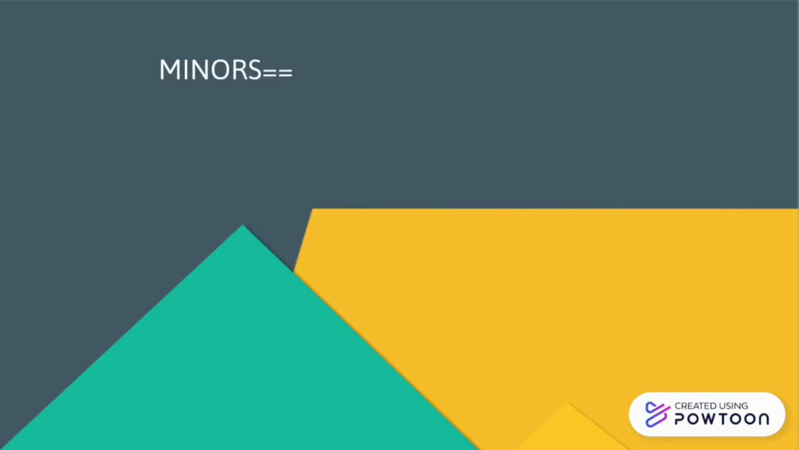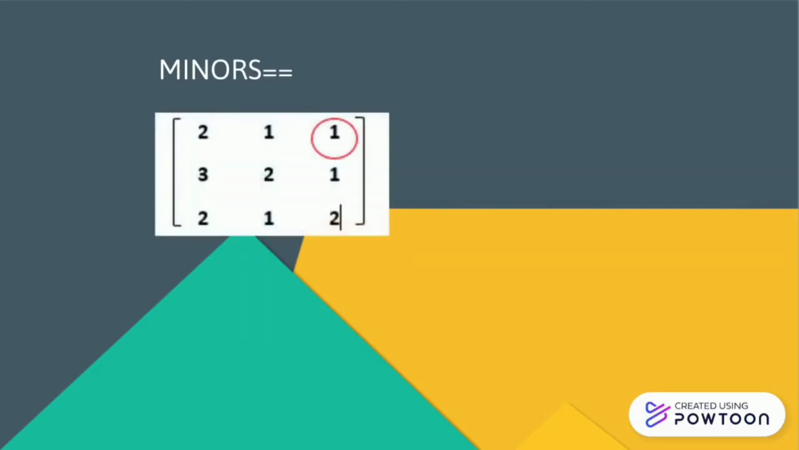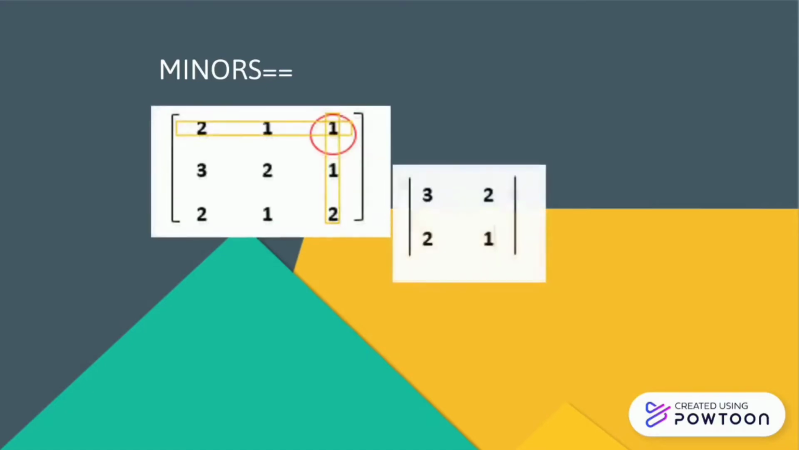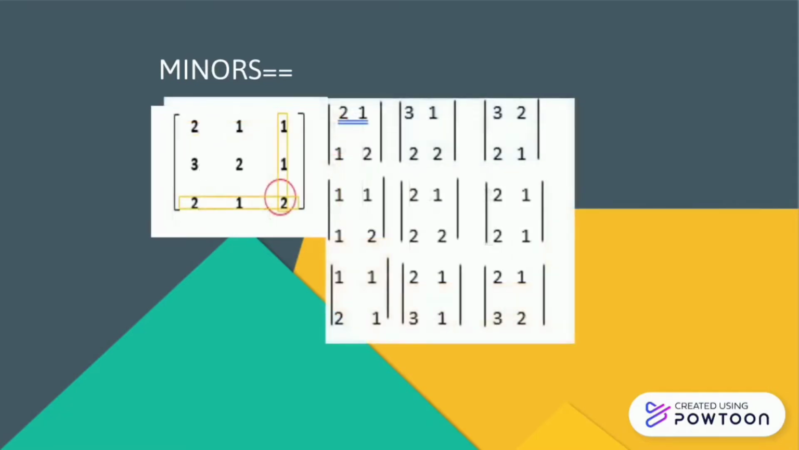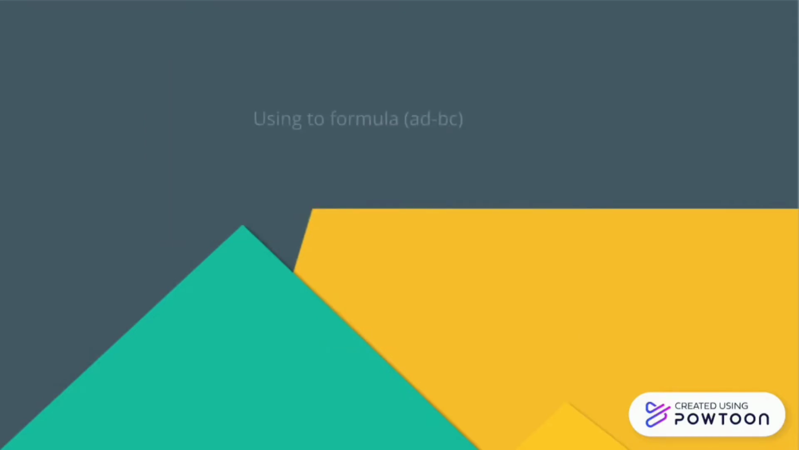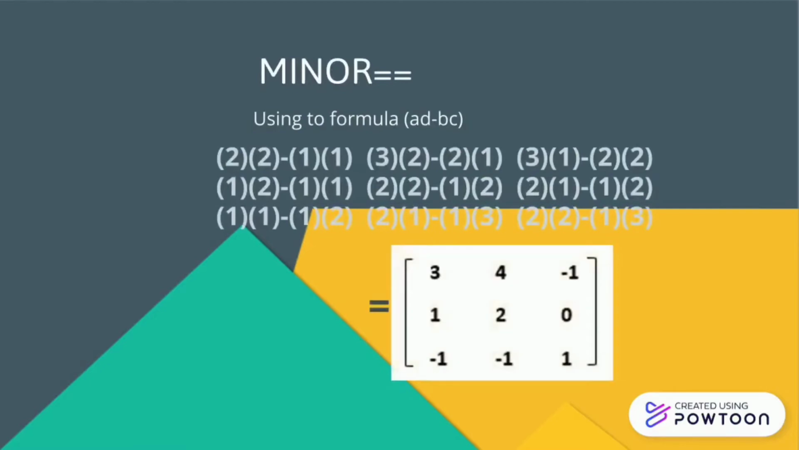Next, to find the minor of number 1 at row 1 and column 3, you must delete row 1 and column 3, and then you get a new matrix again. So you must repeat the formula until the end to get all minors of the matrix. To calculate a minor, you can use the formula AD minus BC.